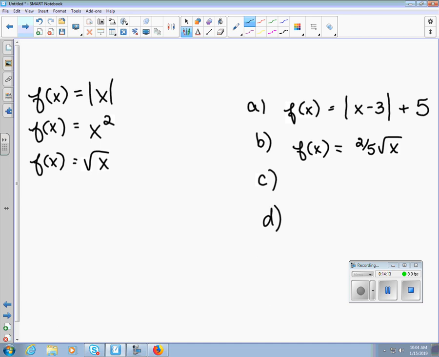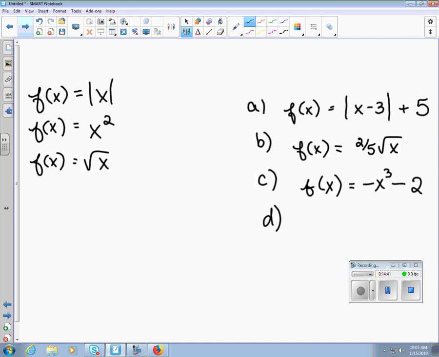Okay, then for C, we have a cube that's reflected over the x-axis with a vertical shift down 2. It's a cubic, so I know to start here. But if it's reflected over the axis, do you remember what we needed to add from the past? A negative sign. And it's also going down, so I need a minus 2. That's what that function would look like.